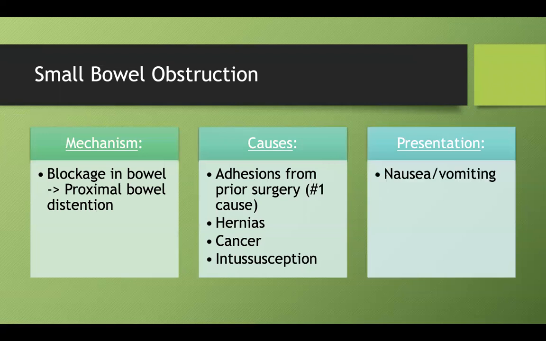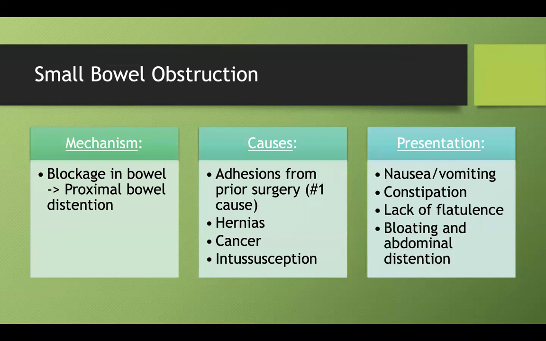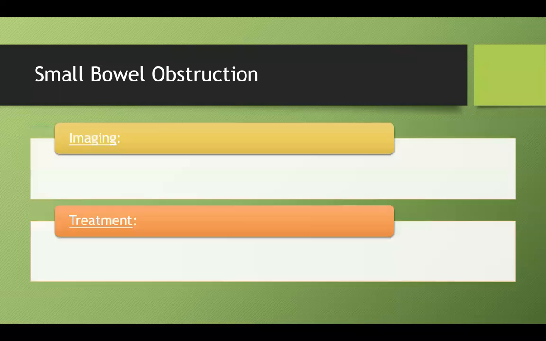So how does this present? Usually presents as nausea and vomiting. You'll get constipation. You'll get a lack of flatulence, which is an important indicator that something may be blocked. You'll also get bloating and abdominal distension.